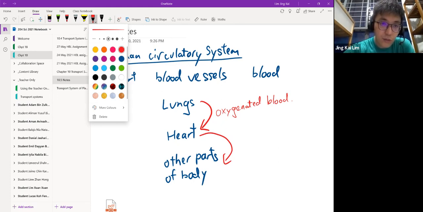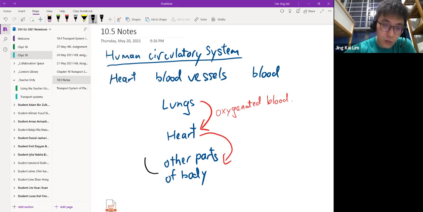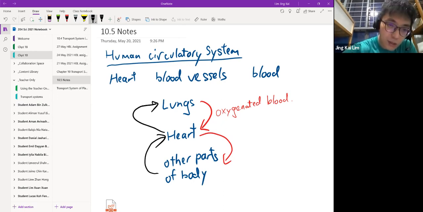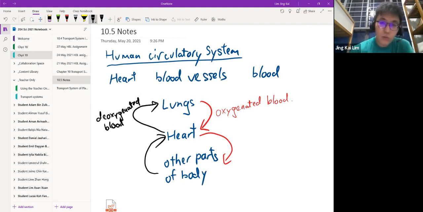Then after the other parts of the body have used the oxygen in the blood, they allow the blood to flow back into the heart. The heart will then pump this deoxygenated blood, which we call deoxygenated because there is a lack of oxygen, to the lungs, which will supply the oxygen again to be pumped into the rest of the body. So the whole system circulates in this way.